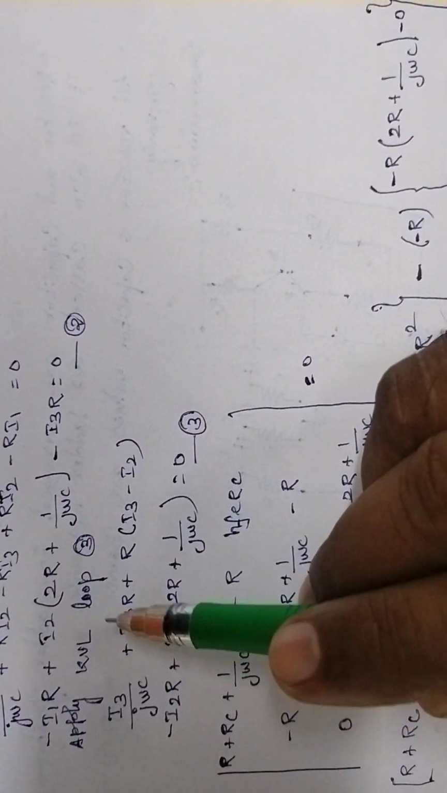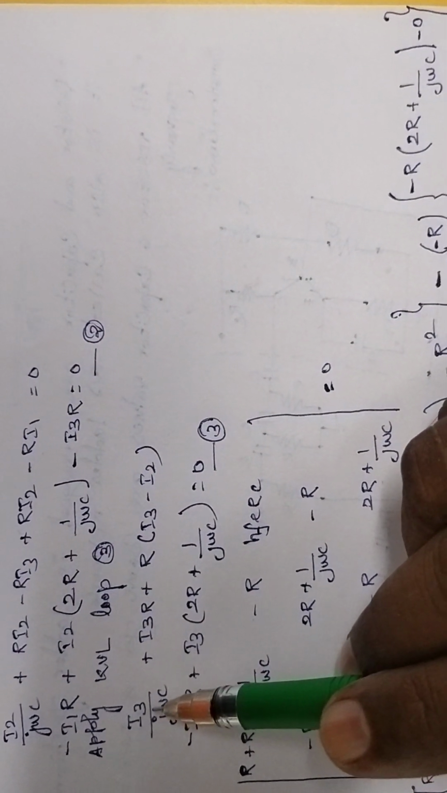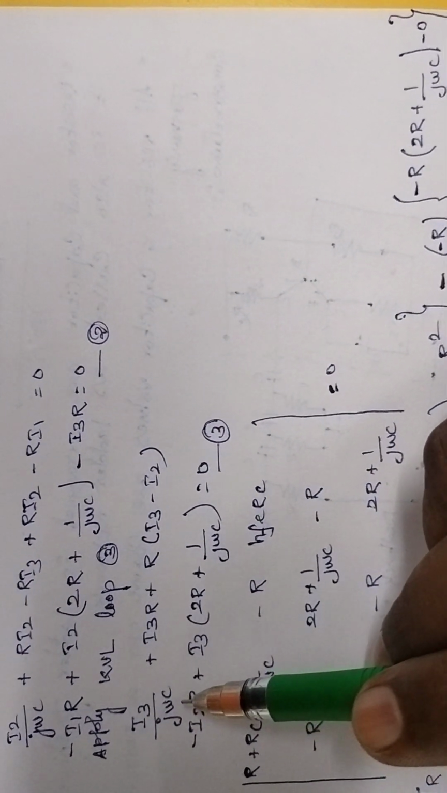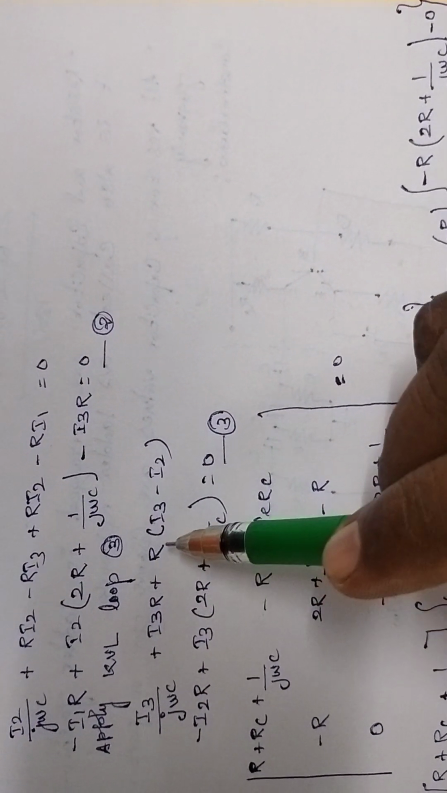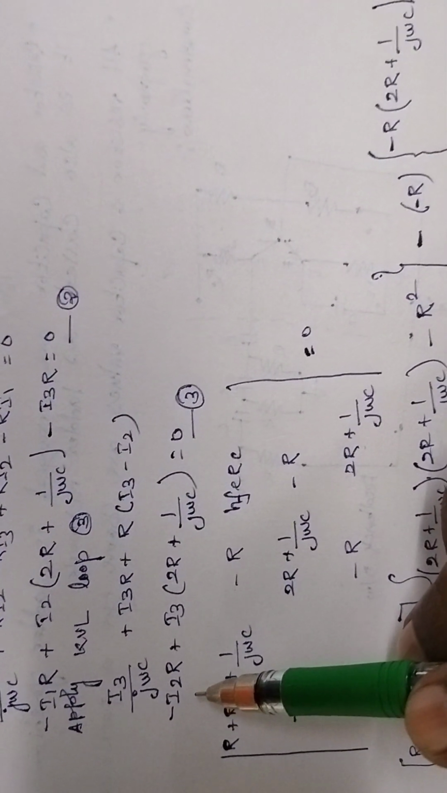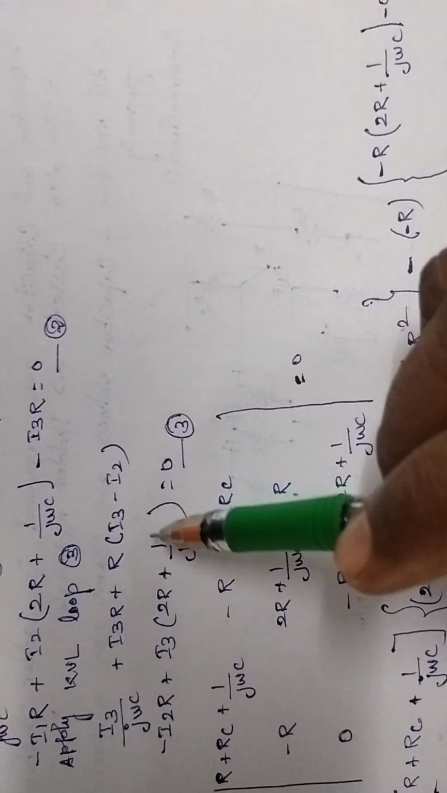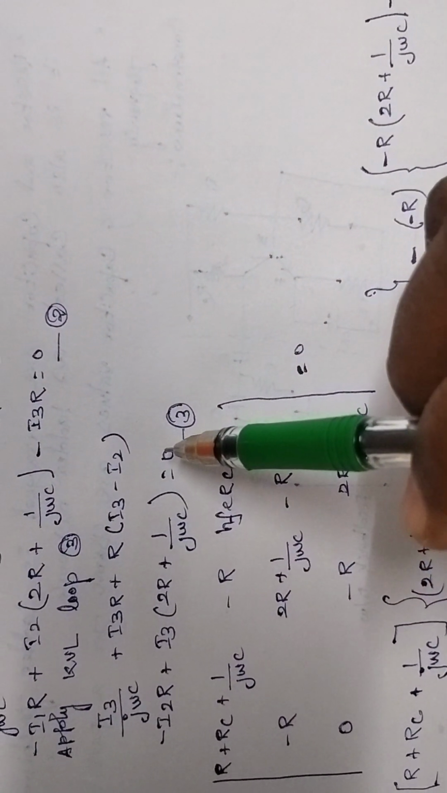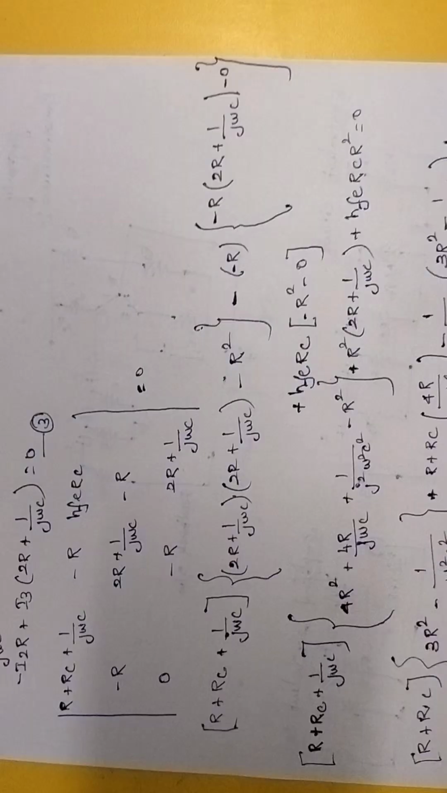Apply KVL to loop 3. For this we get I3 divided by j omega C plus I3 into R plus R into (I3 minus I2). From this we get minus I2 R plus I3 into (2R plus 1 divided by j omega C) equals 0. So this is equation 3.